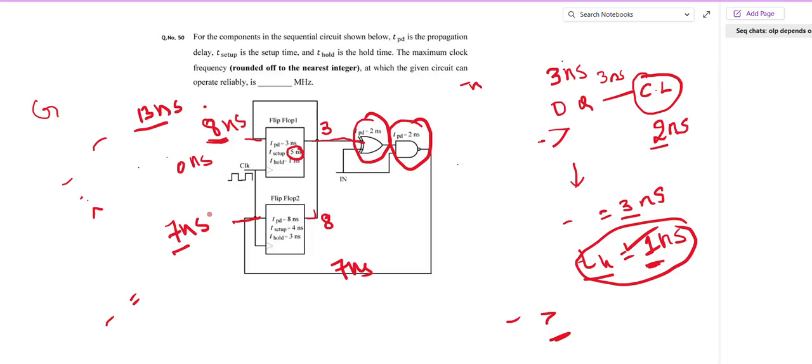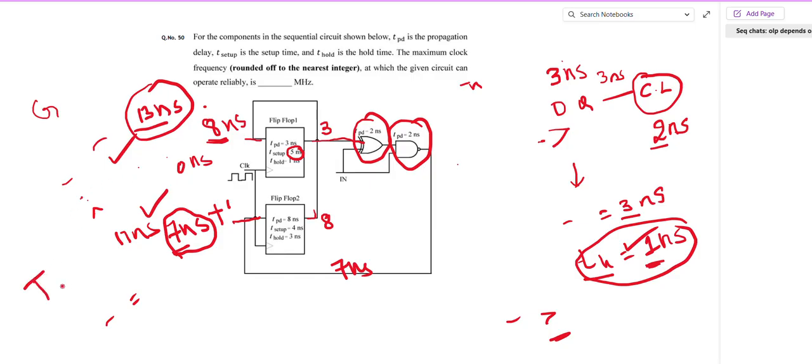And coming to the second flip-flop, its input is getting changed at 7 nanosecond and its setup time is 4 nanosecond. That is a total of 11 nanosecond. Okay. So for the first flip-flop the clock period should be 13, and for the second flip-flop the clock period should be 11. So which one do you choose? Always you take the bigger one, because if I take my clock as 13 nanosecond, that satisfies the setup requirements of both flip-flops. So the minimum period here is 13 nanosecond.